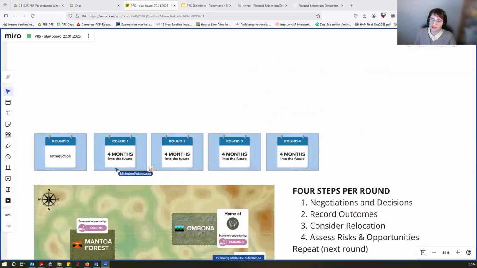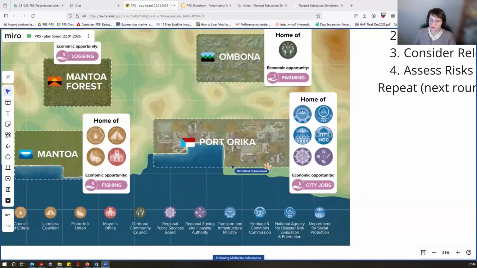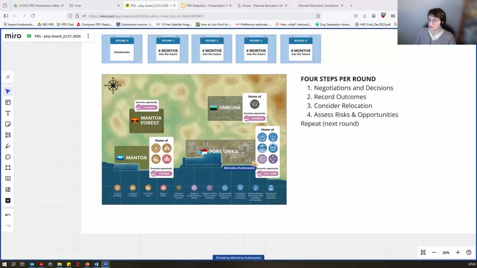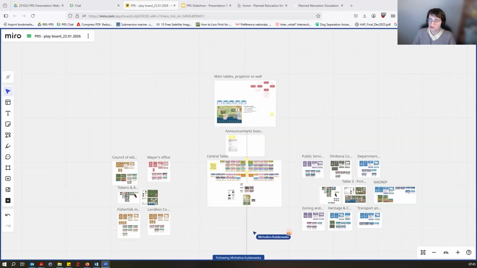Then we have markers that actually help us follow what part of the game we are already in, as the game simulation is played in rounds. Those will help us to follow up on that. And then we have a general map of the Mantoa that also should be visible for all of the participants. And I think with that, just to show you, there's quite a lot of materials to be set up. So you need to make sure that the tables hold all of them.